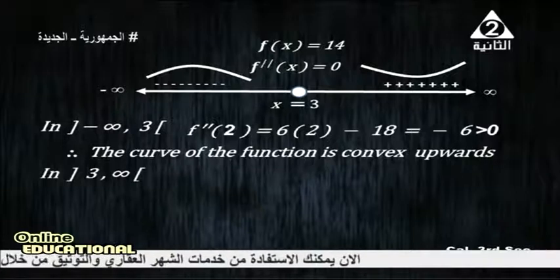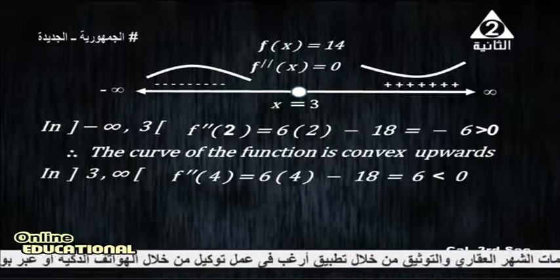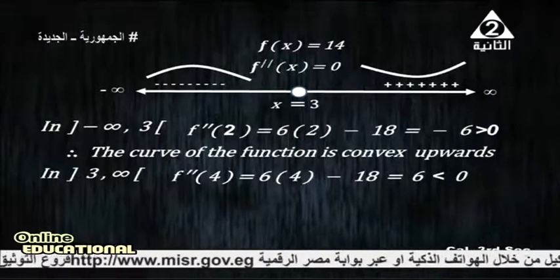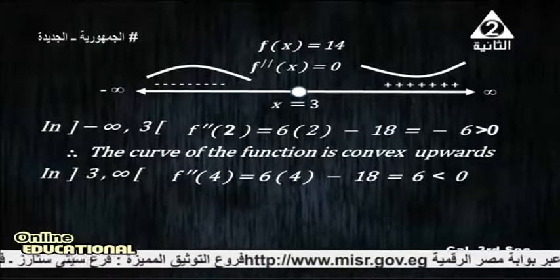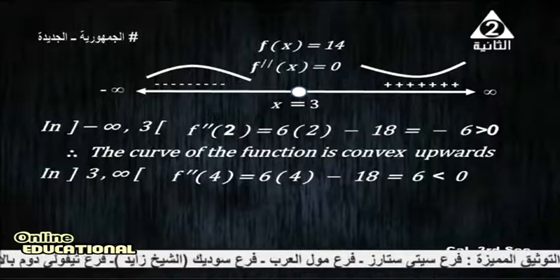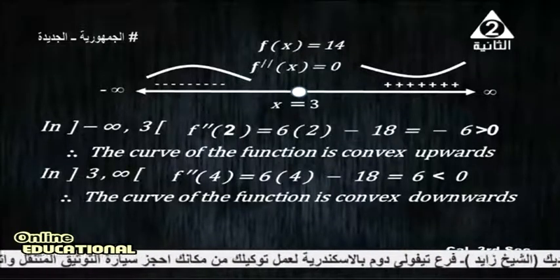In the open interval 3 to infinity, take any number belonging to the interval, for example f double dash of 4 equals 6 multiplied by 4 minus 18 equals 6, which is bigger than 0. Then the curve of the function is convex downwards.